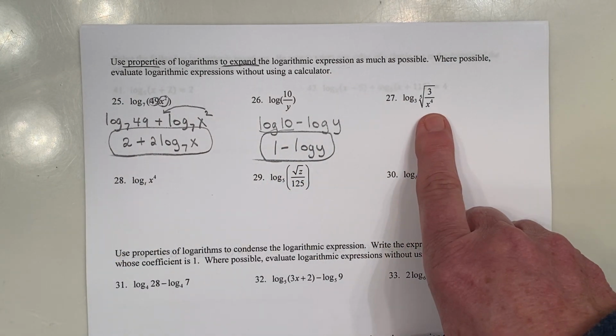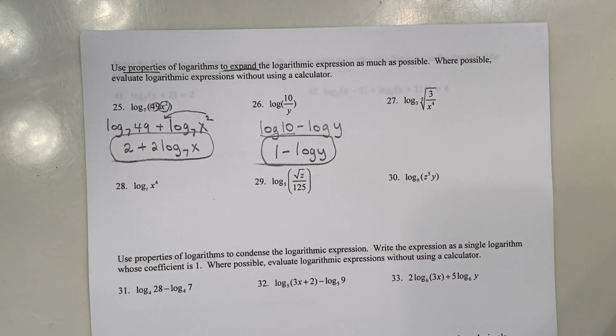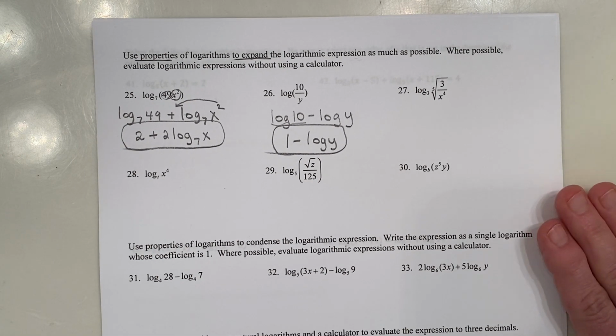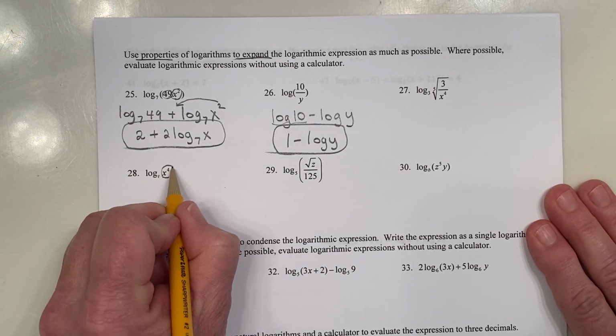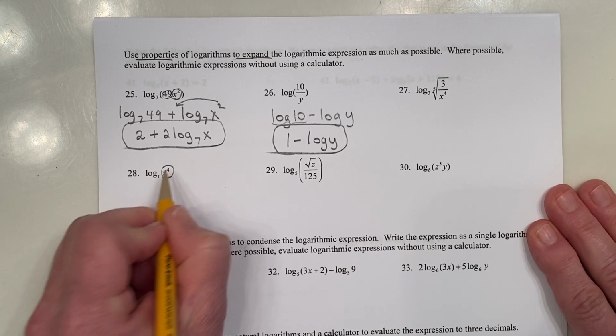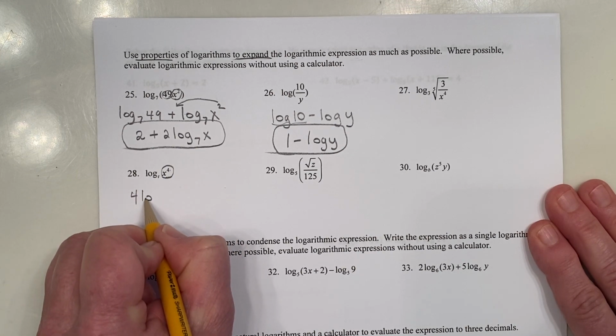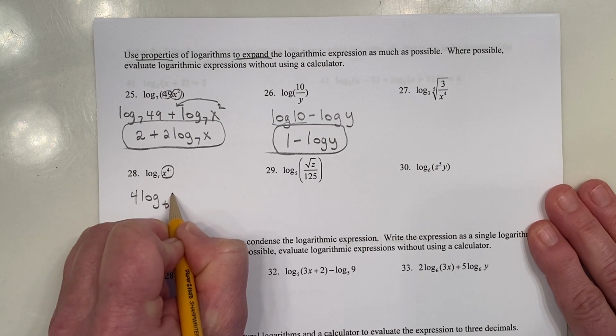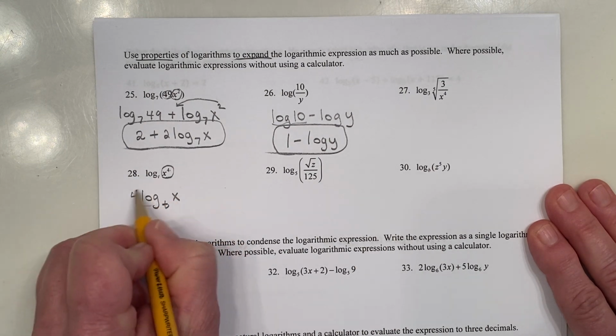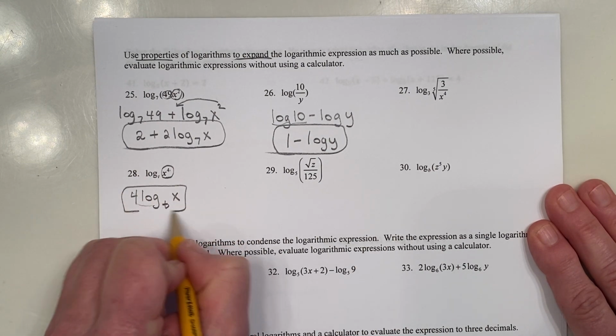Now I'll come back and do this one later. That's probably one of the more challenging ones. So 28. So we're looking in here at the argument. I see a power. I'm going to put it in front as a factor. I think that's a t base and an x. There's nothing more I can do, so I'm finished.